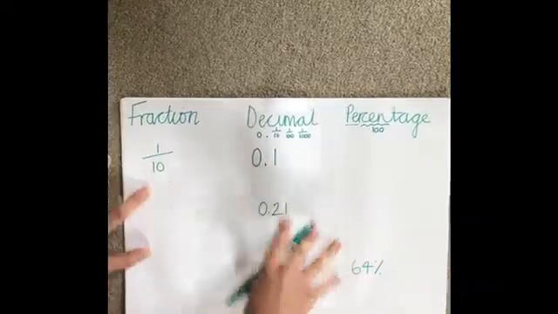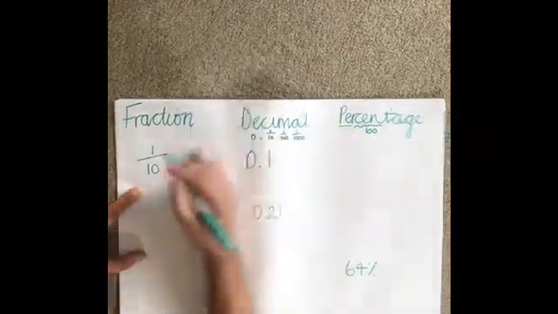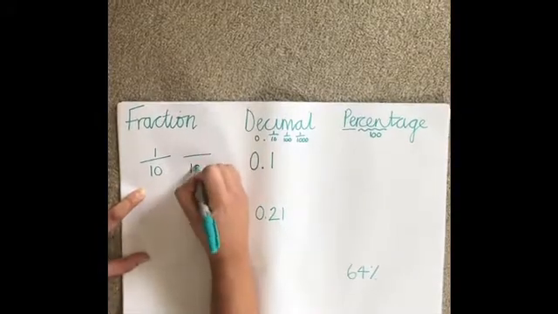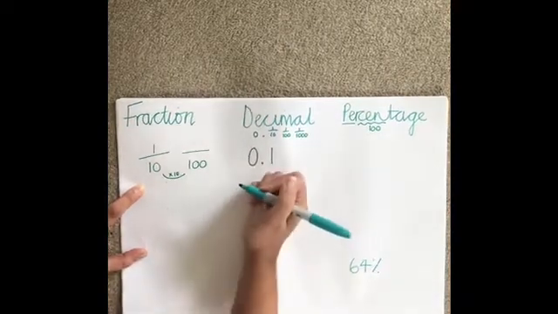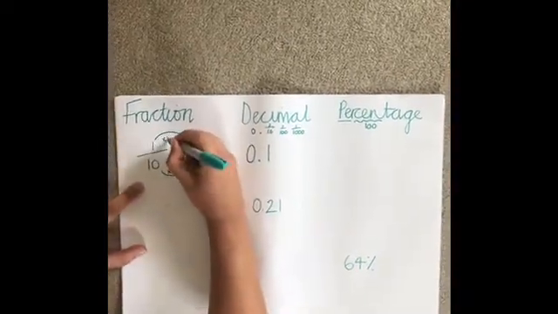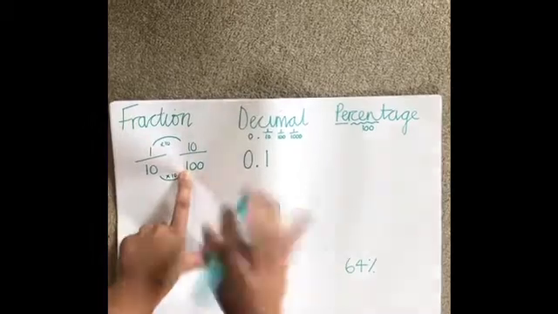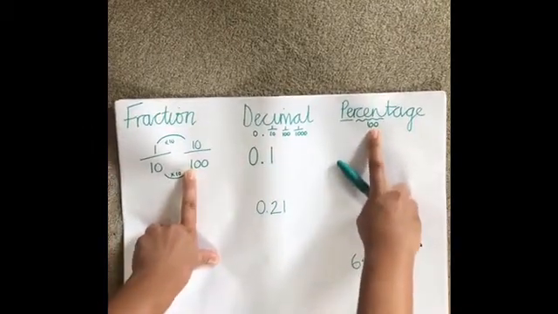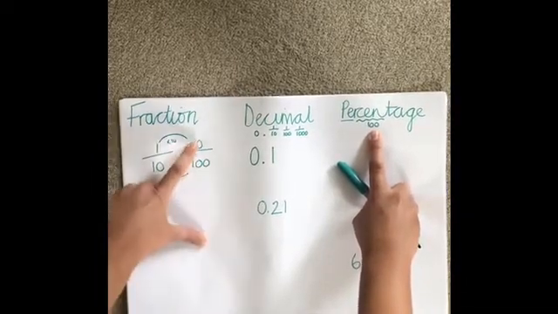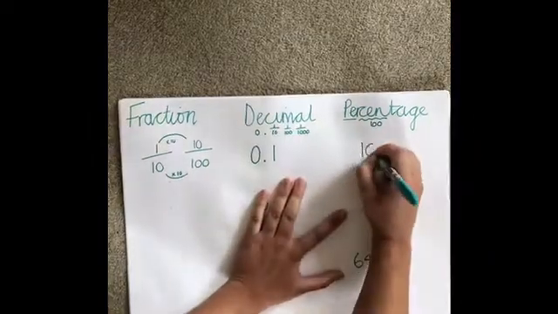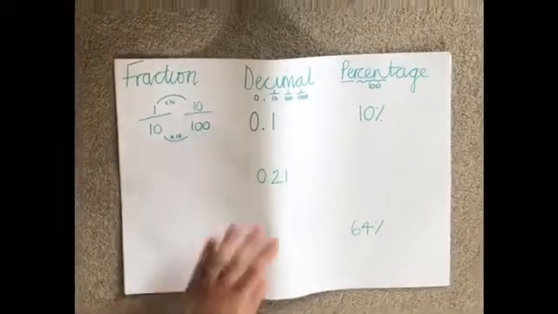So I know that in order to convert this fraction 1/10 to hundredths, I'm going to have to make my denominator 100, and in order to do that I'm going to times by 10. Now remember, whatever you do to the denominator you have to do to the numerator, so I also need to multiply 1 by 10, which gives me 10 hundredths, or 10 out of 100. Now if we go back to our percentage, we know that it's out of 100, so 1/10, which we've converted into hundredths, is the same as 10 out of 100, so this would be 10%. That's your first example.